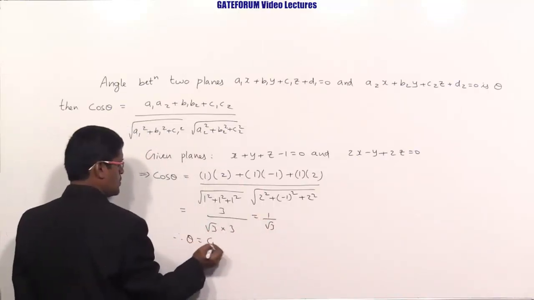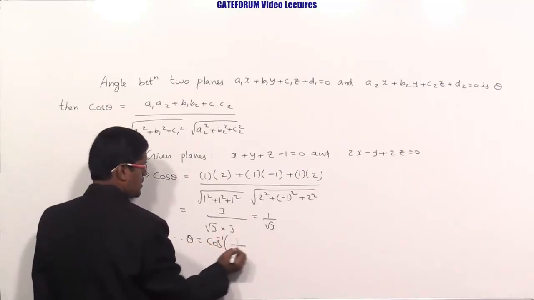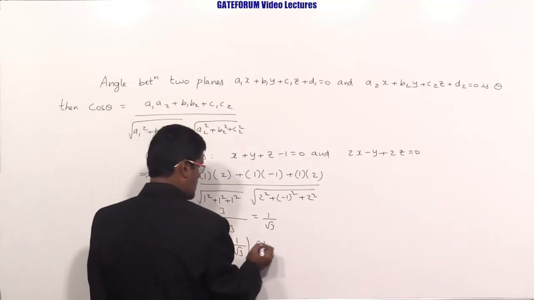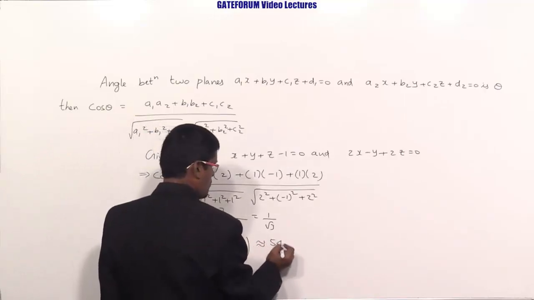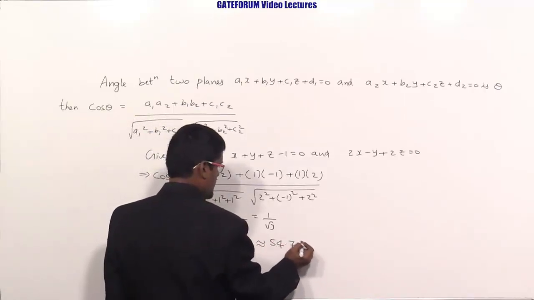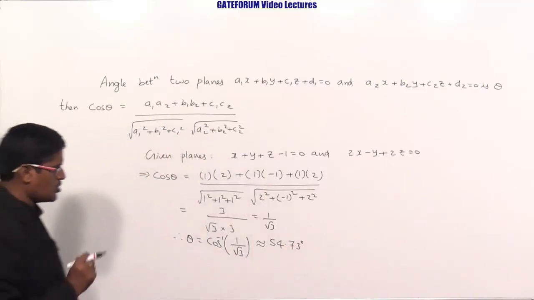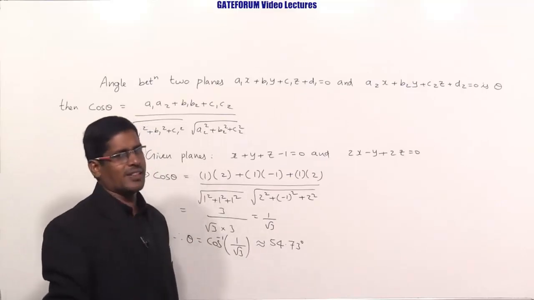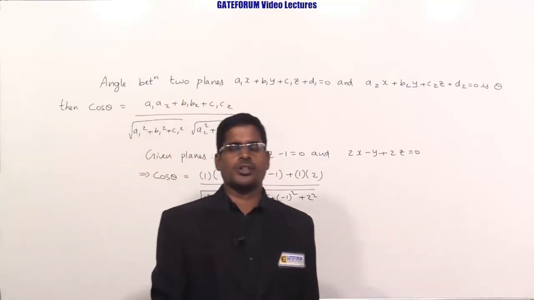Therefore, theta is equal to cos inverse of that. Put the calculator mode in degrees, as the question is related to degrees. So this is approximately 54.73 degrees. The small 0 in the power indicates degrees. The question asked in degrees, so the answer is 54.73 degrees. This is the end of the question.